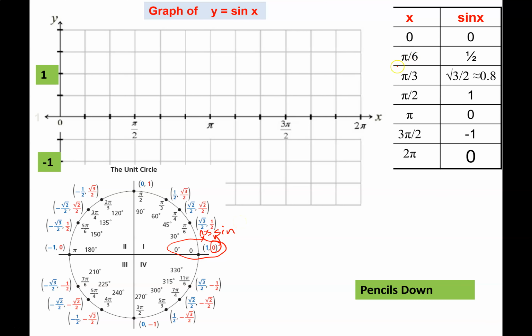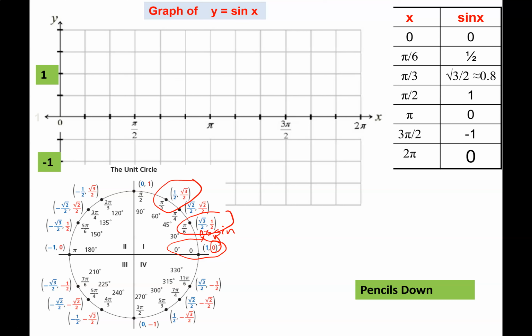Notice that the next one is pi over 6, which is over here. If I asked you what is the sine of pi over 6, you would say 1/2. That's where it's coming from. Pi over 3 is over here. What's the sine? Square root of 3 over 2. And if I asked you for a decimal approximation, you would say approximately 0.8.